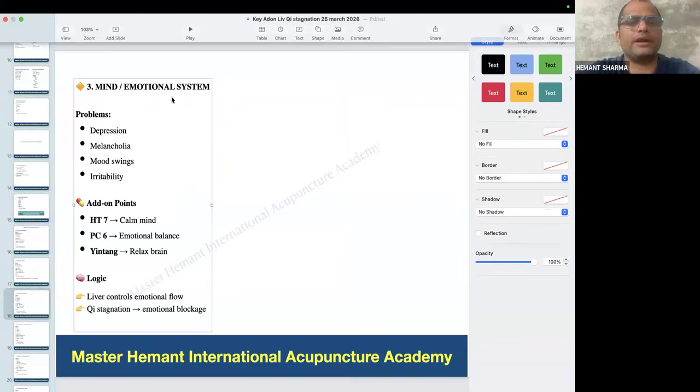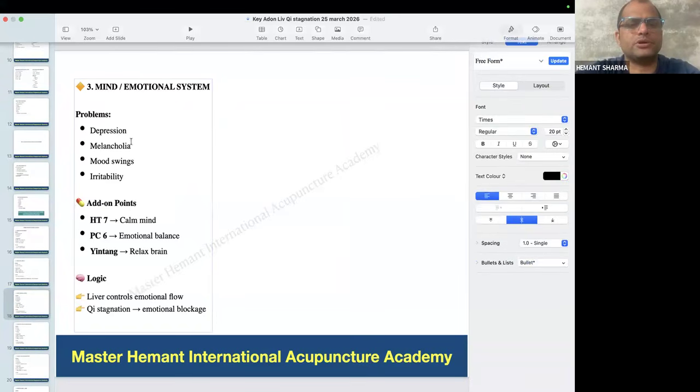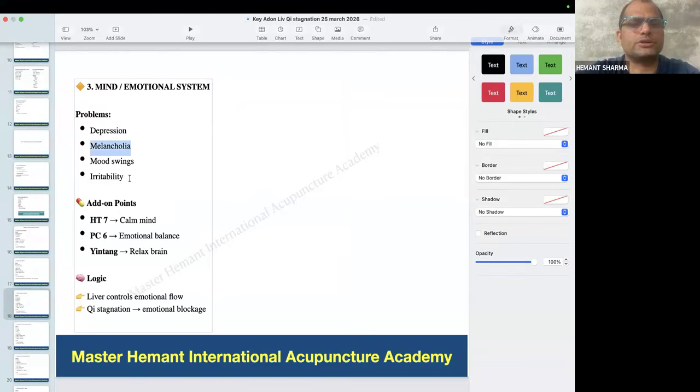Now the problem with the mind and emotion like depression or melancholy, बहुत दुखी होना, mood swings, irritability, add the Buddha triangle and yin tang point. Yin tang point means third eye point. So here we can see heart 7. Heart 7 will calm the mind. Pericardium 6 will balance the emotions. And use the yin tang point here.